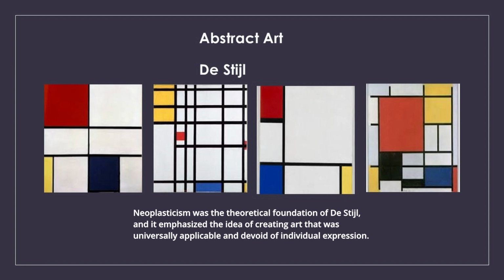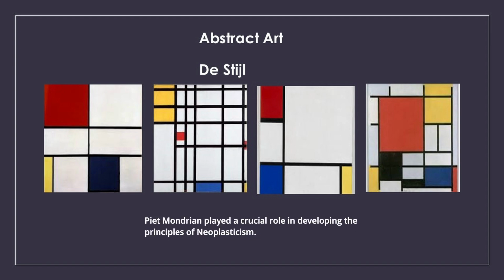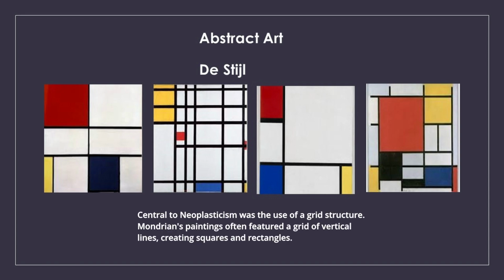Neoplasticism was the theoretical foundation of De Stijl, and it emphasized the idea of creating art that was universally applicable and devoid of individual expression. Piet Mondrian played a crucial role in developing the principles of neoplasticism. Central to neoplasticism was the use of a grid structure.